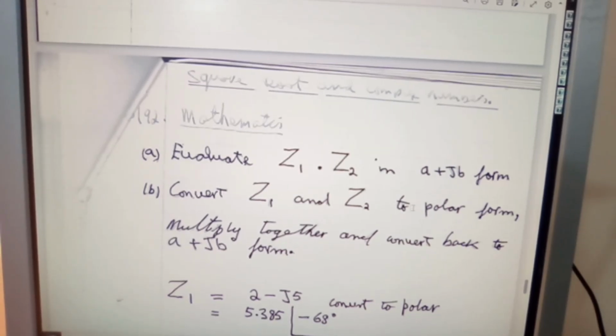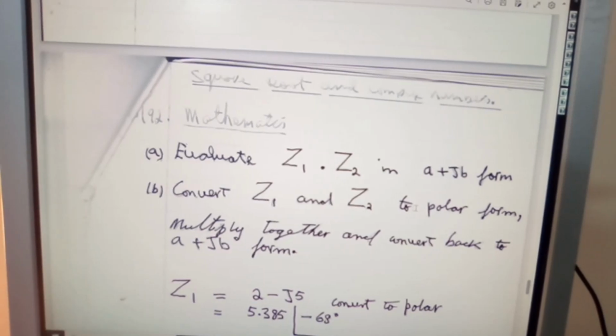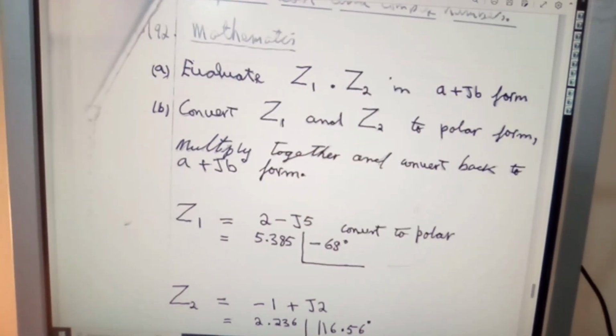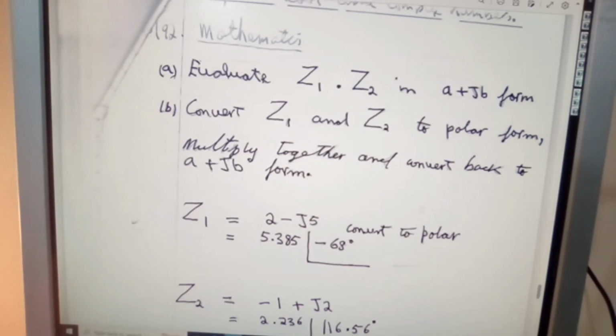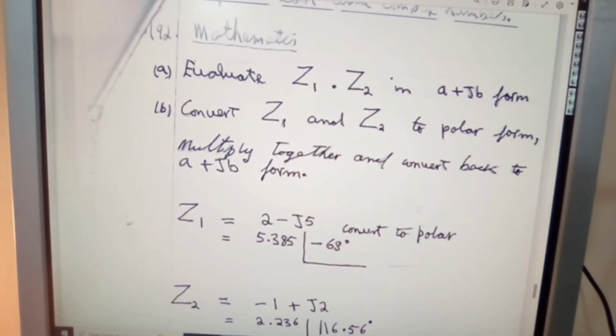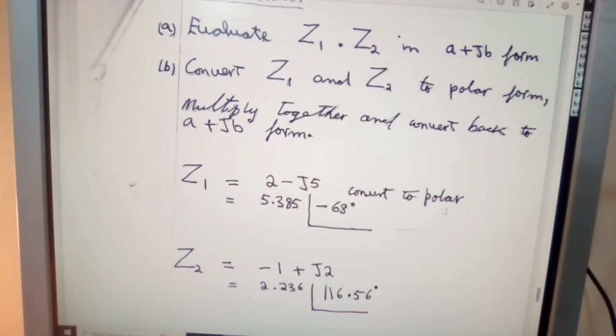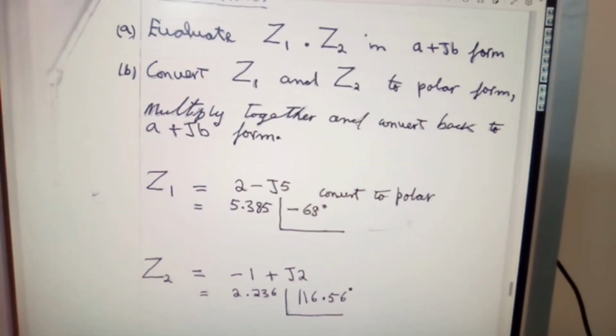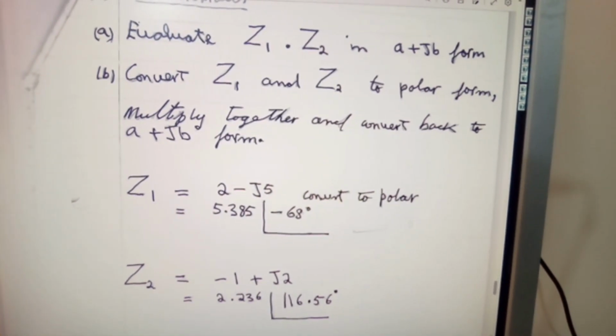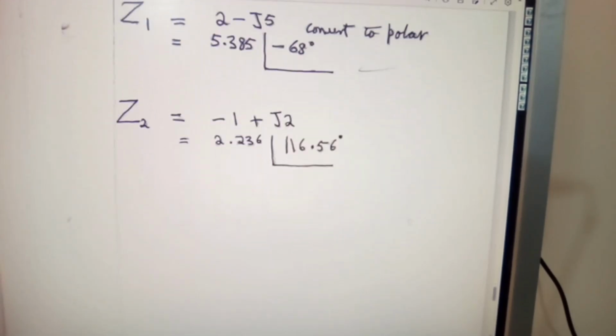Again, still on square root and complex numbers. Sorry about that. Okay, so asking you to convert back to polar form. And you can see that's where we're at.